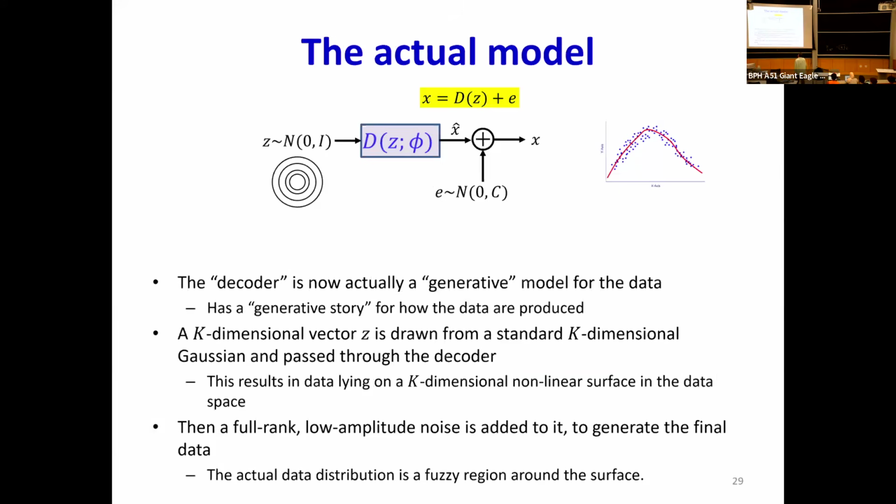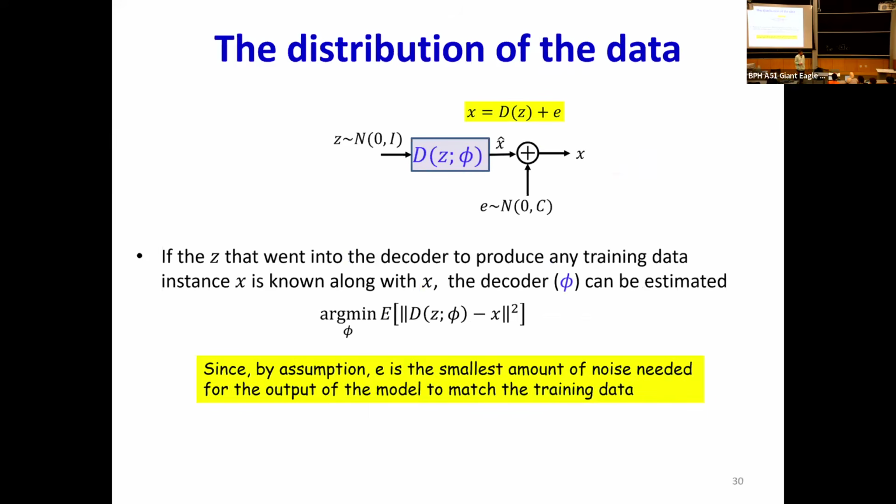And so, this decoder is now what we will call a generative model for the data. It has a generative story for how the data are produced. There's a k-dimensional vector drawn from a standard k-dimensional Gaussian, which is passed through the model. The result lies on a k-dimensional space. Then a full rank low amplitude noise is added to it to generate the final data. The actual distribution is a fuzzy region around this manifold.